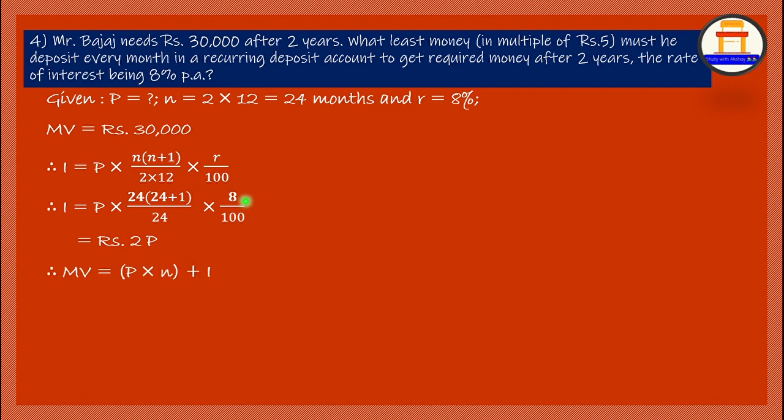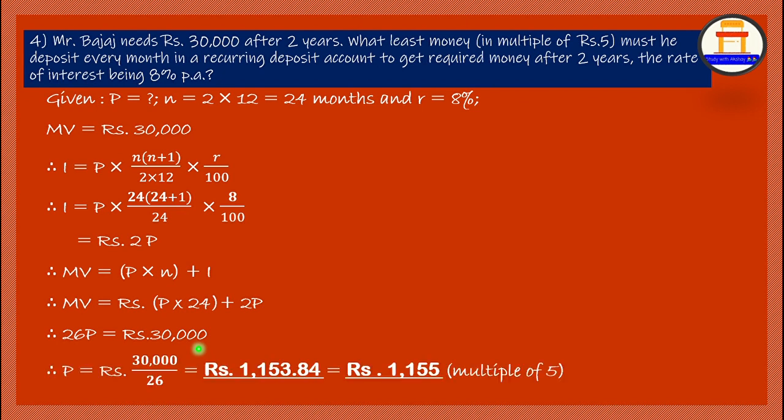Maturity value formula we know, P into N plus I. P into 24 plus 2P, 26P is equal to 30,000 rupees. We know your maturity value is 30,000. So we will substitute in place of maturity value as 30,000. Principal is equal to 30,000 by 26, which is equal to 1,153.84, and later on they have asked for a multiple of 5.